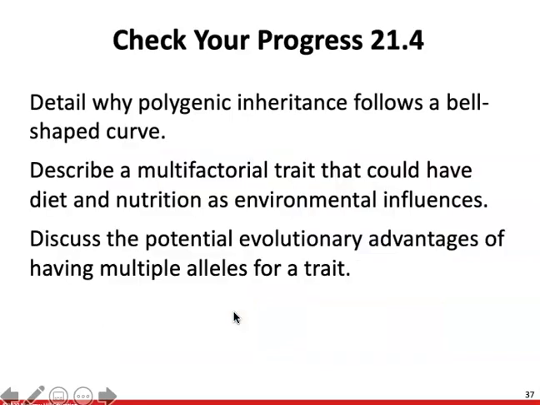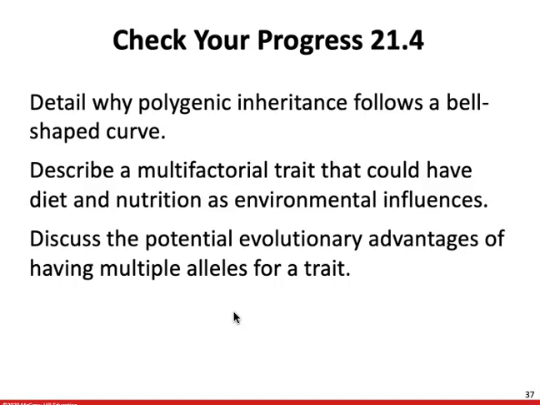All right, so you should be able to detail why polygenic inheritance follows that bell-shaped curve. Explain what polygenic inheritance is, and why we don't necessarily see distinct phenotypes because of it. You should be able to describe multifactorial traits that are influenced by diet, nutrition, and environmental factors.